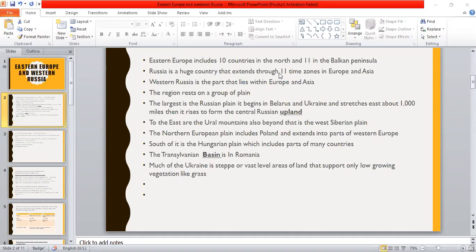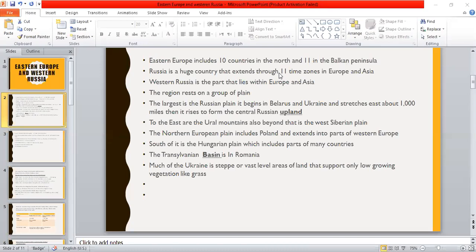So now we know that we have 10 countries in the north, 11 in the Balkan Peninsula. Most of the region lies on many plains, and we have mentioned several: the Hungarian Plain, the Russian Plain, the Northern European Plain, and the Siberian Plain. Also, much of Ukraine is steppe, vast level areas that support only low-growing vegetation. Now, let's talk about the other landforms of this region.